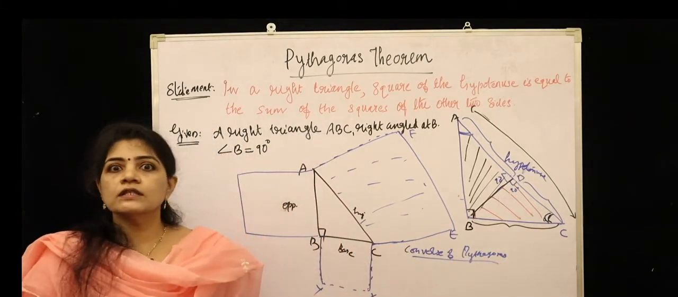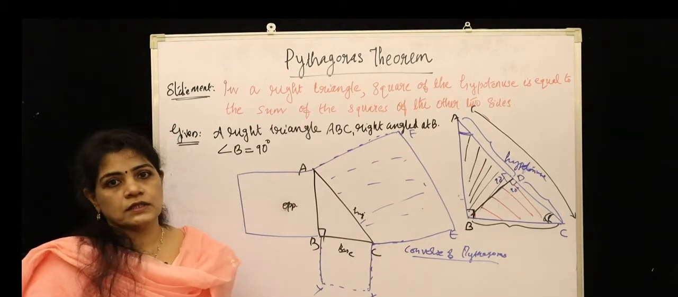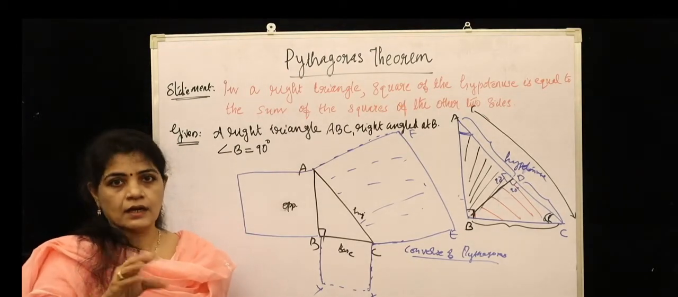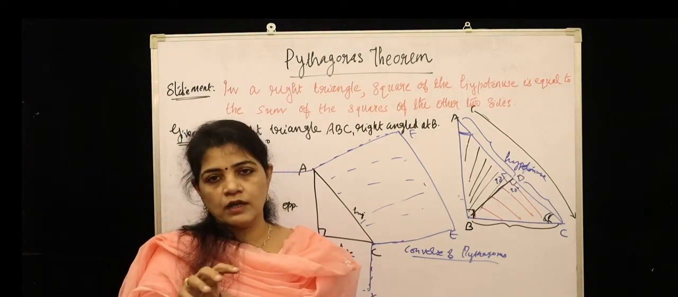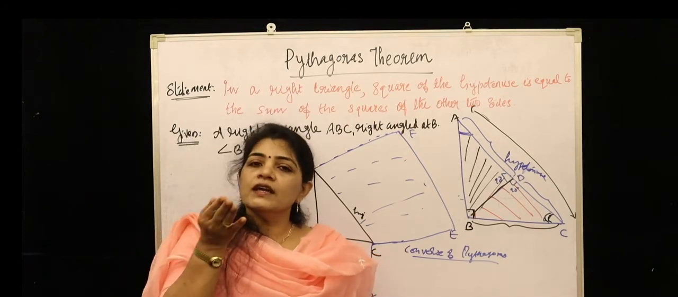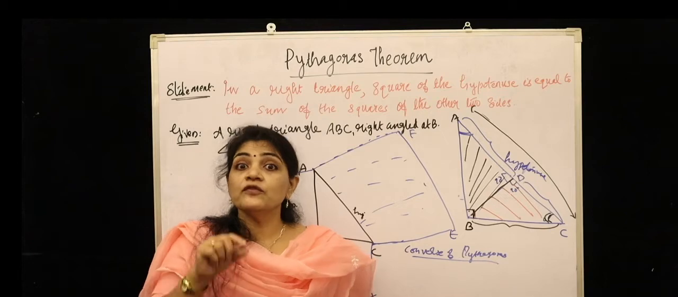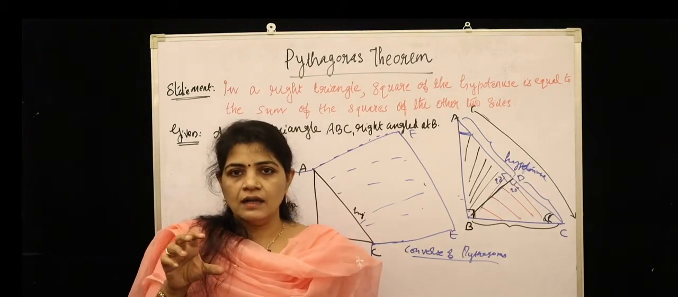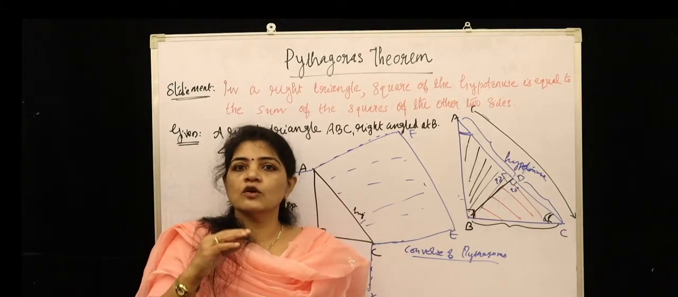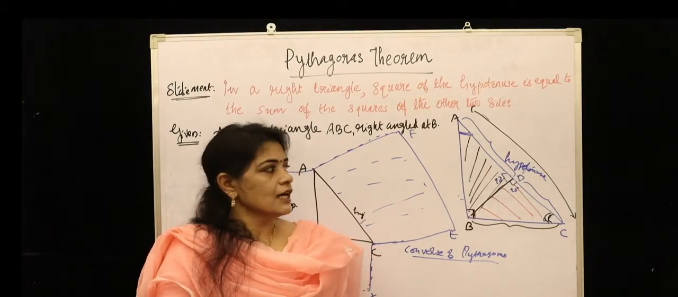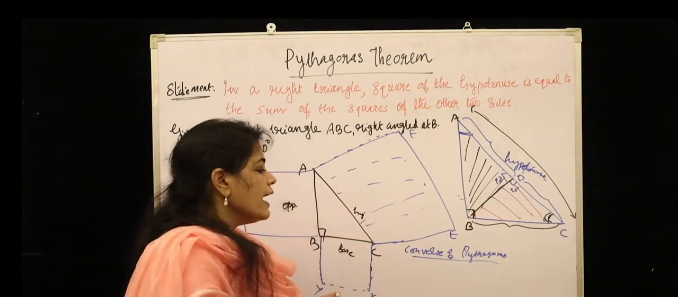Okay, what is the Pythagoras theorem, children? The square of the hypotenuse is equal to the sum of the squares of the other two sides. So in a right triangle, the square of the hypotenuse is equal to the sum of the squares of the other two sides. So how can we write the statement of the converse? That means if in a triangle, the sum of the squares equals the square of the third side. I am not giving the triangle as a right triangle. I am simply giving a triangle.